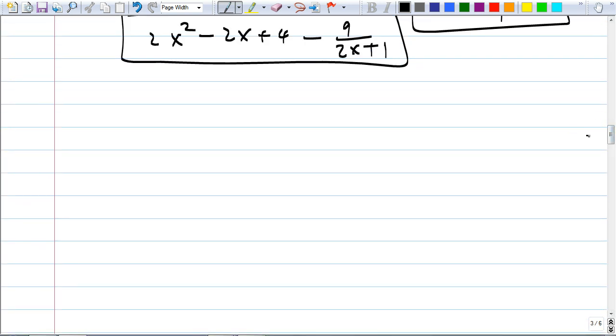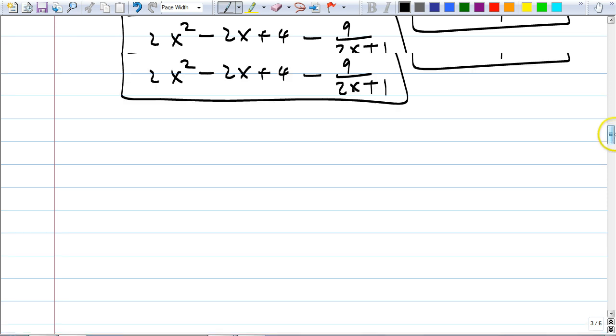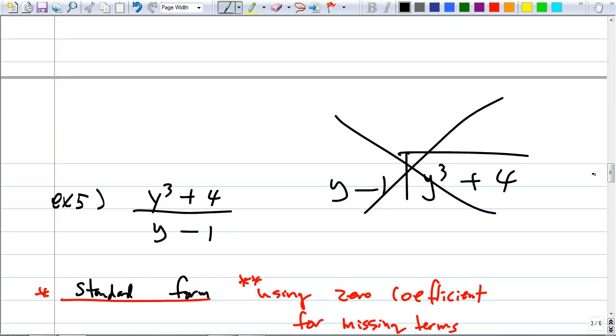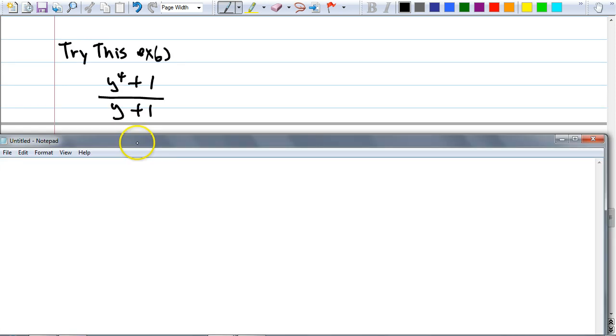Here's one last question. Are we okay with this one, by the way? We have 4 minutes. That's better than 3, right? Okay, everyone, go ahead and try this quickly. By the way, how many missing terms do I have on the numerator? This time 3, right? Everybody go ahead and try. We have 3 missing terms on the numerator.